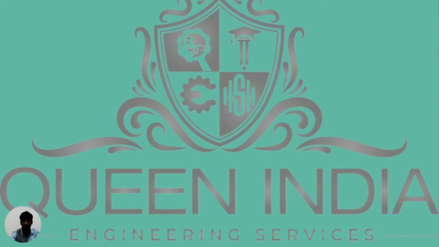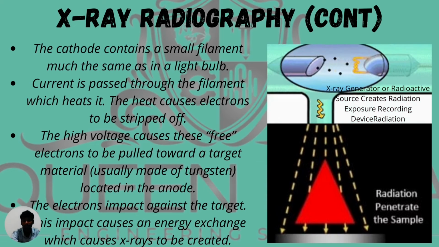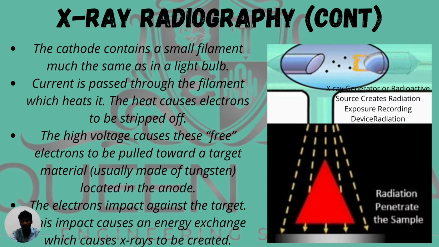This is the radiographic process. The electrons pass from the cathode to the anode. The cathode contains a small filament like a light bulb. The high voltage causes the free electrons to be pulled towards the target material located in the anode. The electrons impact against the target. The impact causes the energy exchange by which X-rays are created.